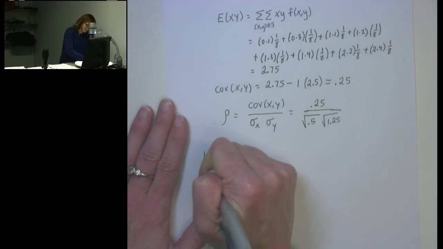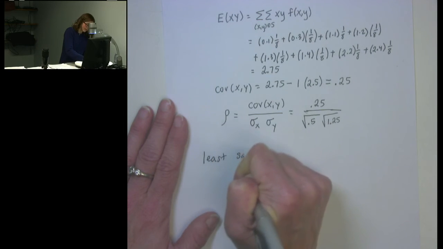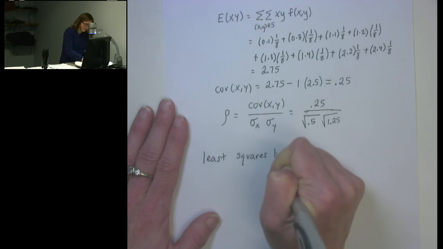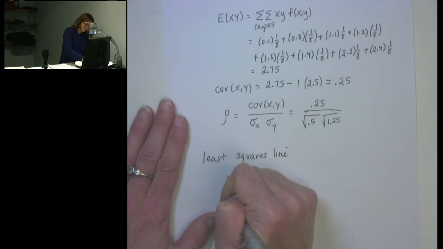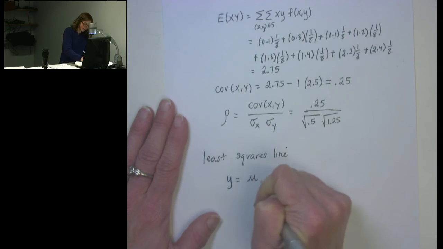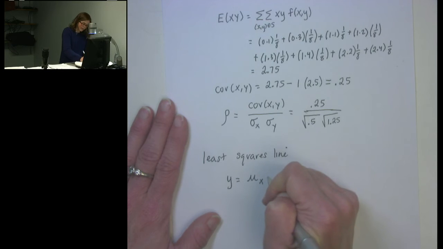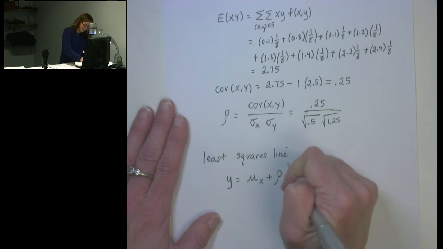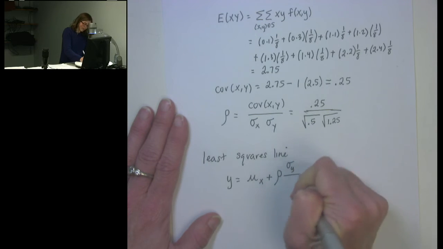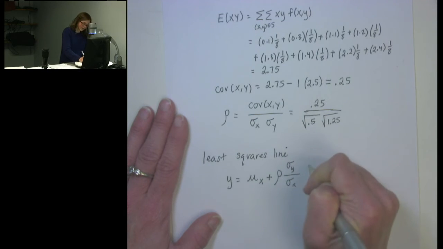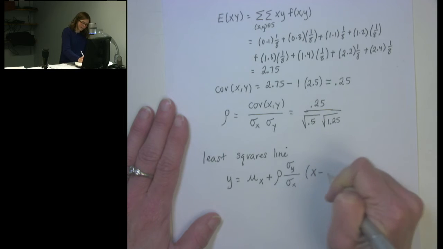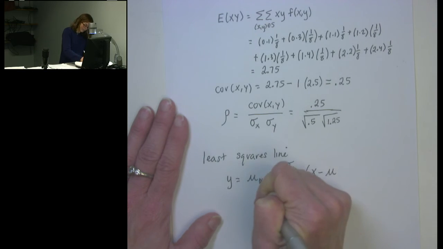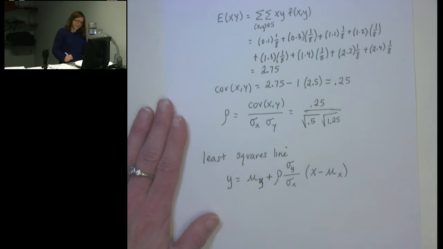We can also look at the least squares line. y is equal to the mean of y plus correlation times the standard deviation of y divided by the standard deviation of x, multiplied by x minus the mean of x. Sorry, this should be the mean of x.